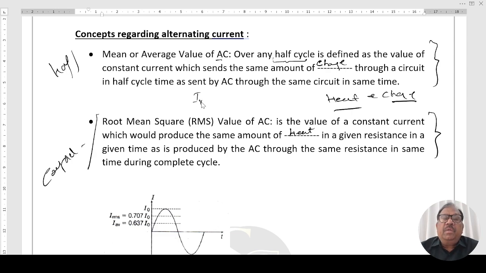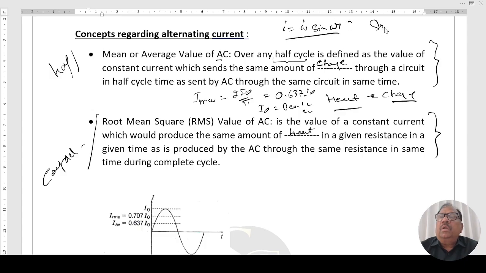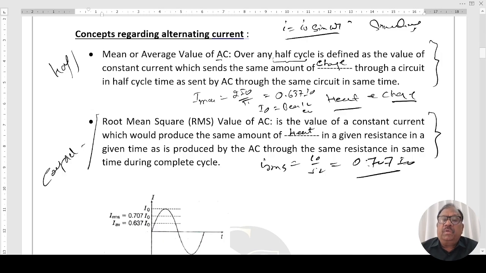I mean equal to twice I naught over pi. On simplification, this comes out to be 0.637 I naught. I naught is peak current. I equal to I naught sine of omega t, sinusoidal. And I RMS equal to I naught by root 2, that is 0.707 I naught. Right?